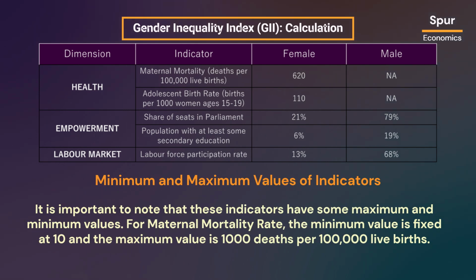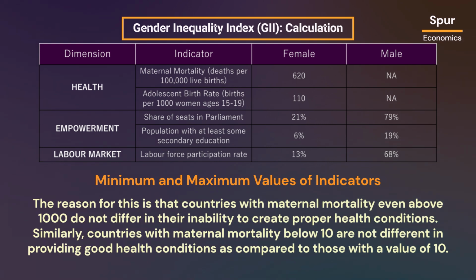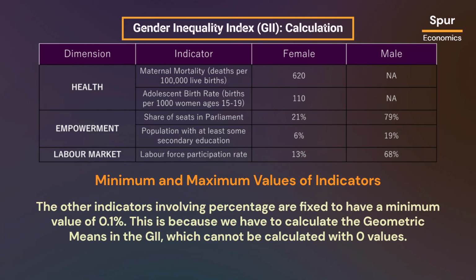It is important to note that these indicators have some maximum and minimum values. For maternal mortality rate, the minimum value is fixed at 10 and the maximum value is 1,000 deaths per 100,000 live births. The reason for this is that countries with maternal mortality even above 1,000 do not differ in their inability to create proper health conditions. Similarly, countries with maternal mortality below 10 are not different in providing good health conditions as compared to those with a value of 10. The other indicators involving percentage are fixed to have a minimum value of 0.1%. This is because we have to calculate the geometric means in the GII, which cannot be calculated with 0 values.